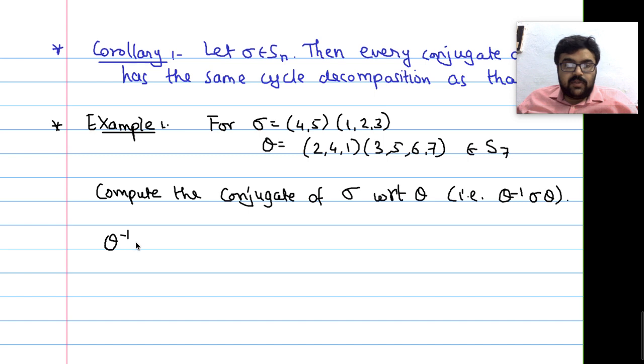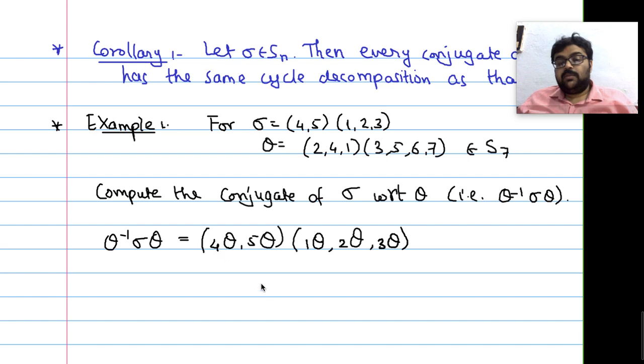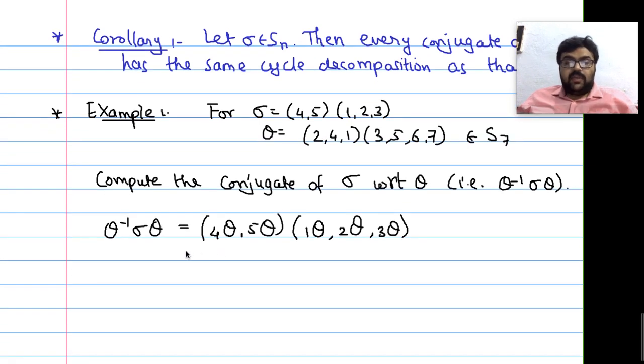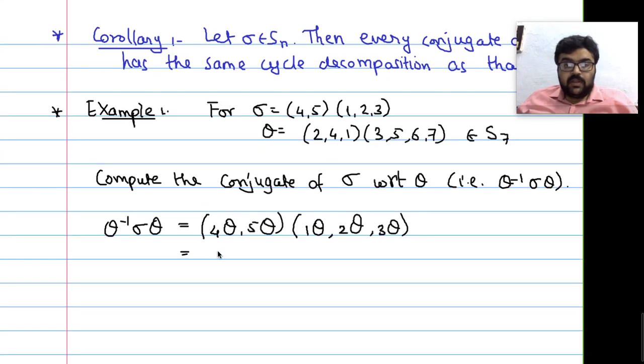So what is theta inverse sigma theta? If sigma sends 4 to 5, then we know this will send theta(4) to theta(5). Just using Herstein notation, I can also write this as theta of 4 to theta of 5. So this cycle will remain the same, and sigma sends 1 to 2, 2 to 3, and 3 to 1. So theta will be applied: theta(1) will be sent to theta(2), theta(2) to theta(3), and theta(3) to theta(1). So now we can compute this. What is theta of 4? Theta of 4 is 1, you can see. Yes, so this is 1.